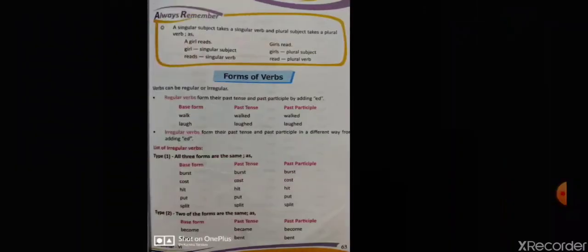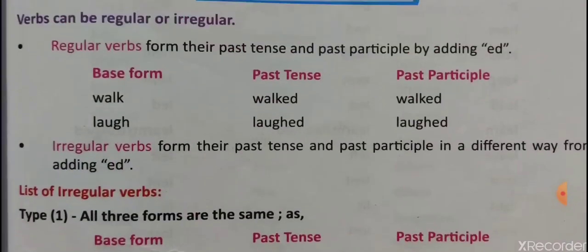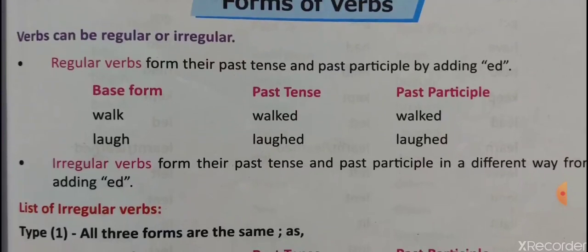Next is forms of verbs. Verbs can be irregular or regular. Regular verbs are those in which there is a base form, then a past form, and then a past participle form. And irregular verbs form their past and participle in a way different from adding ed.